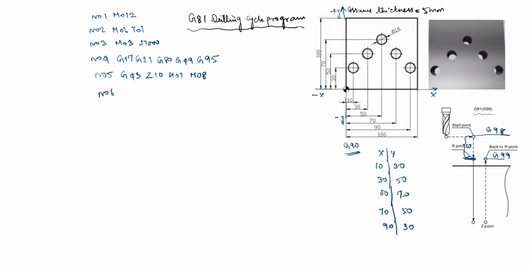N06, G90, G54, G00, X10, Y30. You see the first hole is X10, Y30, so you have to write X10, Y30. G90 is the absolute command. You see this value we took from the G90 code. G91 means this value would be different. G00 is rapid motion. G54 is the work coordinate system.